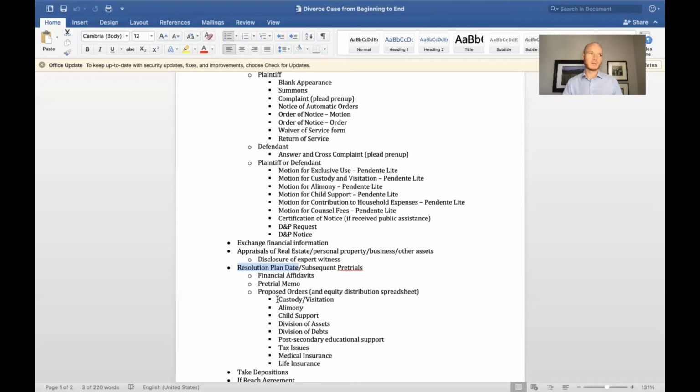So that's kind of how the family relations can get involved. At that initial resolution plan date, they may say, okay, let's schedule these folks for a mediation, and that process will take 2-3 months. And then they'll say, let's schedule the parties for a mediation and come back and schedule a status conference with the judge, with the court, in 3 months.